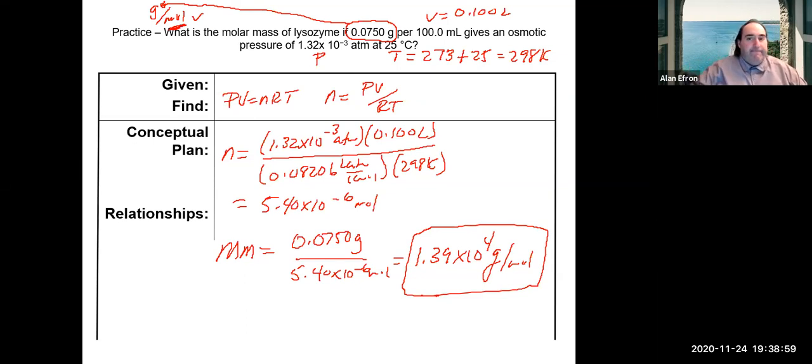Obviously, the more particles you have, the greater osmotic pressure you're going to exert. Pure water by itself has no osmotic pressure. Again, it has nothing dissolved in it, so it has no particles. So again, the more particles, probably the greater osmotic pressure that you have. Any questions on osmotic pressure? Fancy word for ideal gas law type problems.